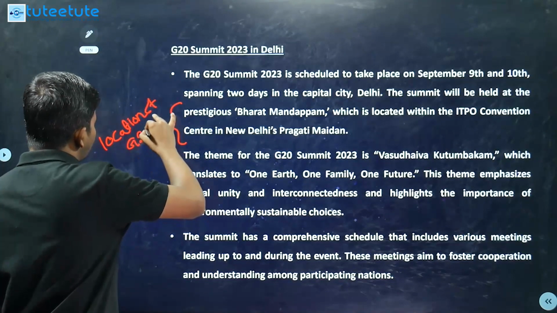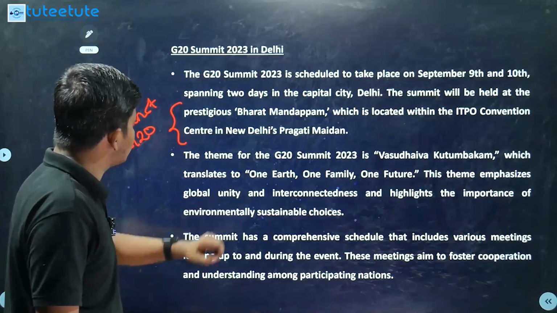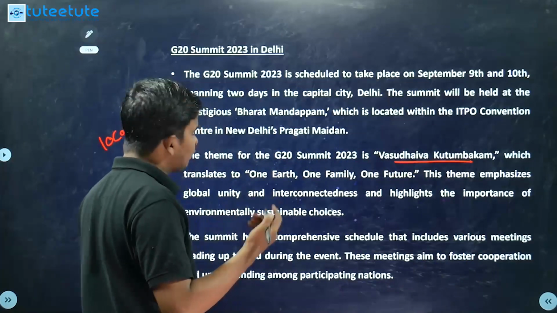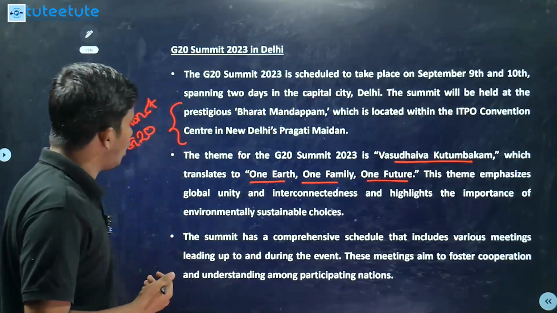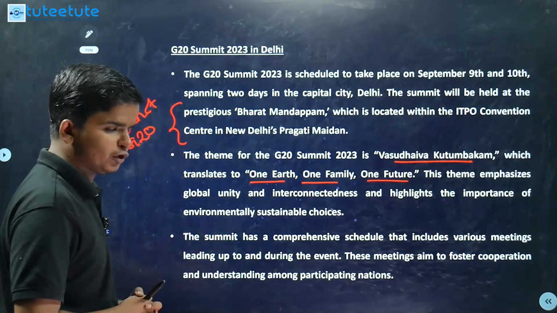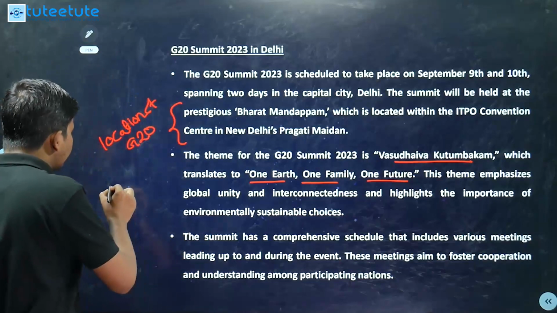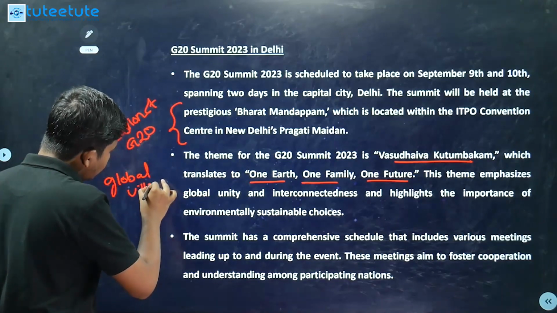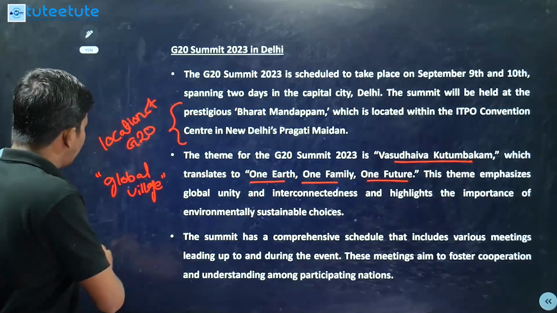And the theme for the G20 summit is Vasudhaiva Kutumbakam, which translates into English as one earth, one family, one future. This theme emphasizes global unity and interconnectedness and highlights the importance of environmentally sustainable choices. One earth, one family, one future means India aims to create a global village. What do you mean by global village? Global village is a concept in which all countries are part of a village.